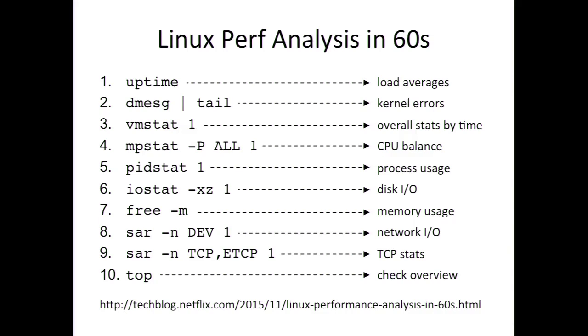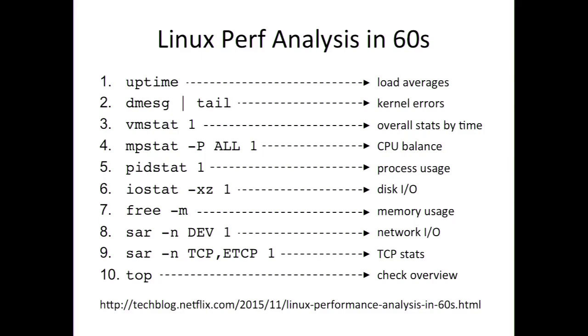mpstat -P ALL 1 for the CPU balance, in case there is an issue where we have lots of idle cores or idle hyperthreads, and then there's a few that are really hot. And that may mean I need to tune how many threads are doing a particular function. Pidstat, or use top. I like pidstat because it doesn't clear the screen.